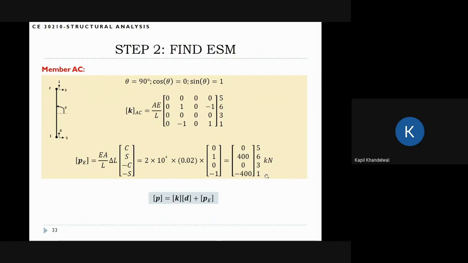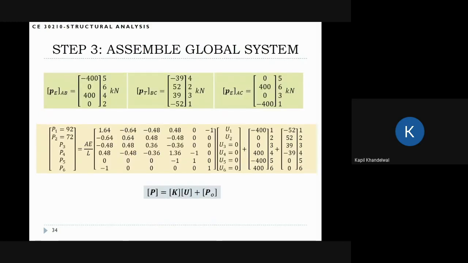And the degrees of freedom are in the same order, 5, 6, 3, 1. And after we have all these quantities, we can assemble everything into a global system. And you can see that this assembly is a tedious process, but this has to be done very carefully. So this is the entire assembly of the system.